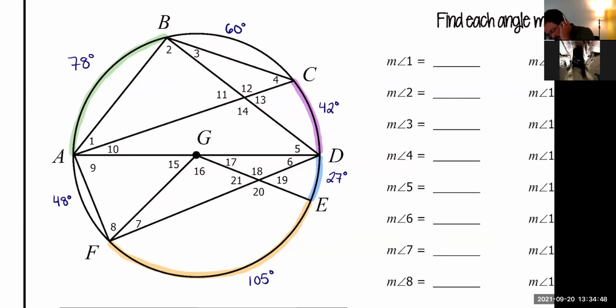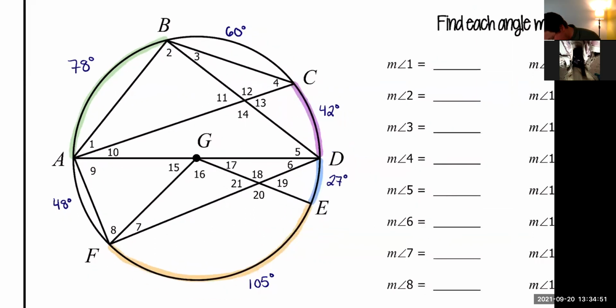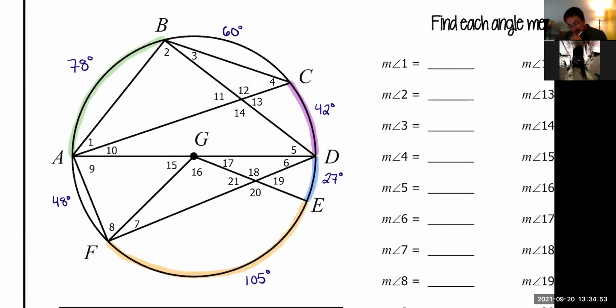All right. So see if I can fit as many of these on here as possible. First off, angle 1 is nestled in right here. So if I follow it out, it's an inscribed angle intercepting which arc? Careful. Follow it out. The endpoints are B and C. So it's intercepting arc BC. So it's intercepting a 60-degree arc. It is an inscribed angle, which means it is half that measure. So angle 1 is 30 degrees.